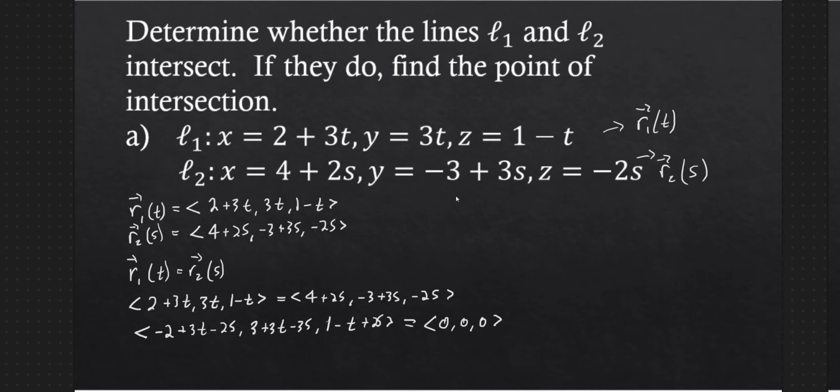And so that gives me a set of 3 equations. In order for there to be parameters t and s that give this to the 0 vector, I need each one of these to be equal to 0. Remember that two position vectors are equal if and only if their components are equal. And so that tells me 3 equations now. I have negative 2 plus 3t minus 2s needs to be equal to 0. I have 3 plus 3t minus 3s has to be equal to 0. And I have 1 minus t plus 2s has to be equal to 0 as well.